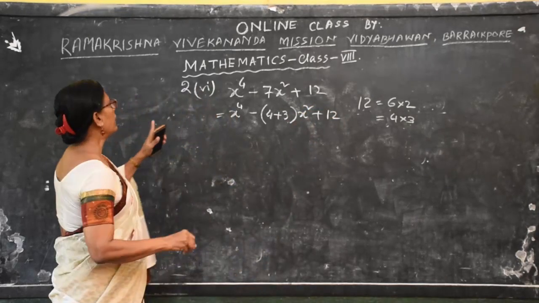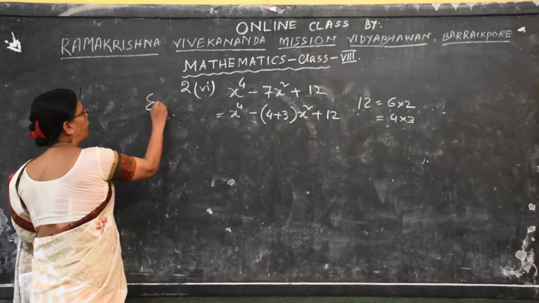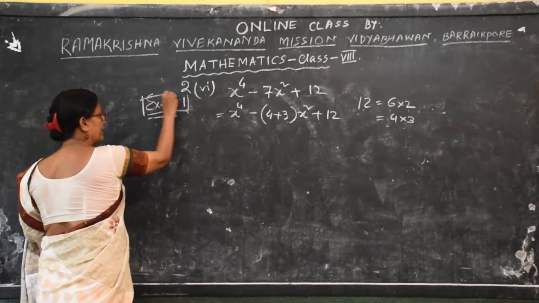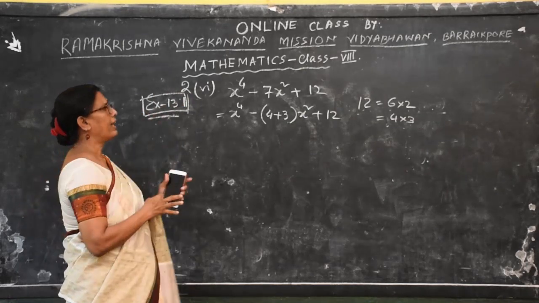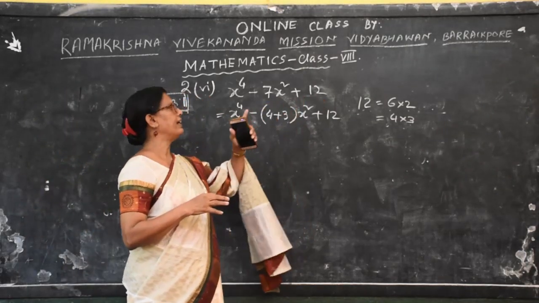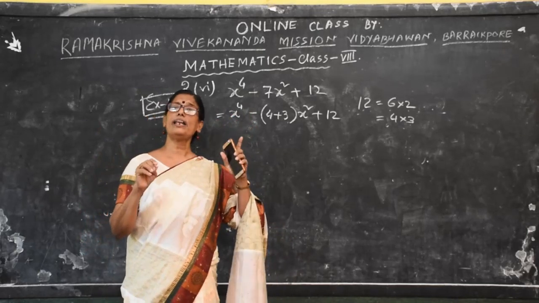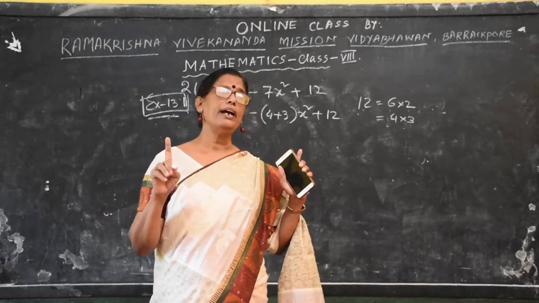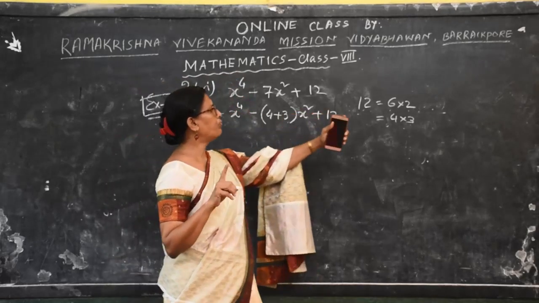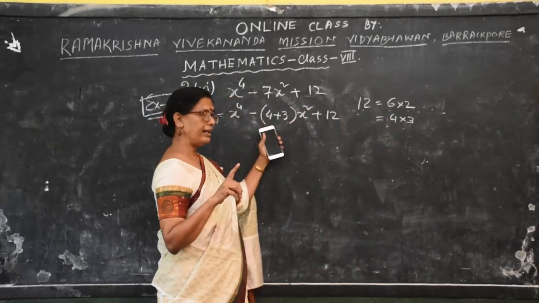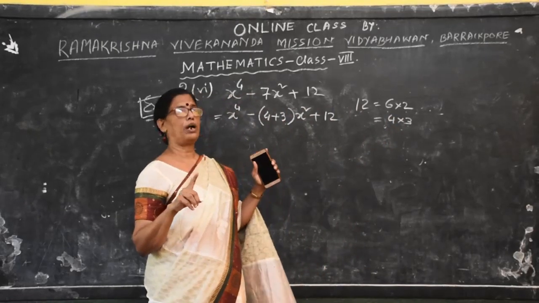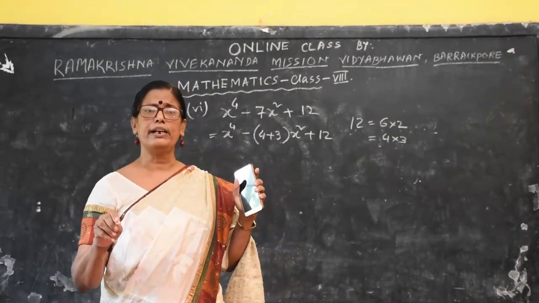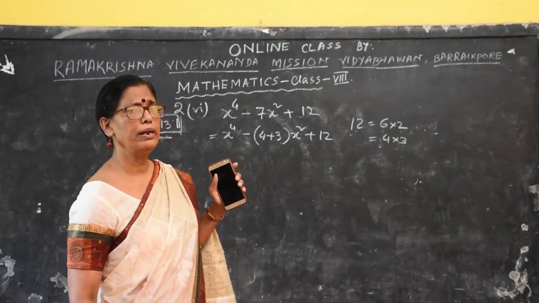So exercise 13.1 is discussed by this method, where the integer is factorized in such a manner that by these two factors, by addition or subtraction, we can get the middle one. So the middle term is split. That is called the middle term expression.